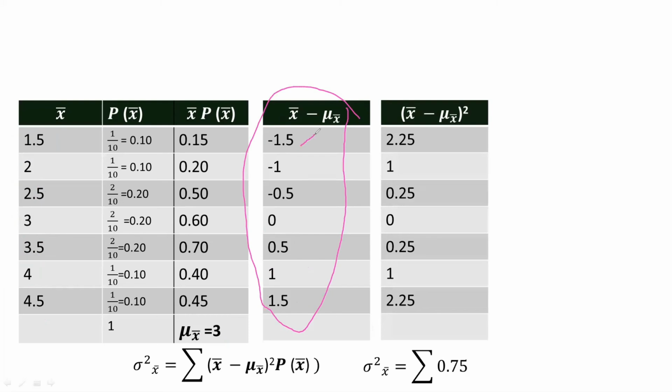So, negative 1.5 squared is equal to positive 2.25. So, again, if you're going to square it, so negative times negative is equal to positive. So, magiging positive po yan. So, negative 1 squared is equal to positive 1. Negative 0.5 is equal to positive 0.25. 0 squared is equal to 0. 0.5 squared is equal to 0.25. 1 squared is equal to 1. And 1.5 squared is equal to 2.25.